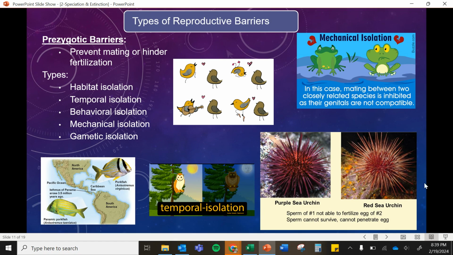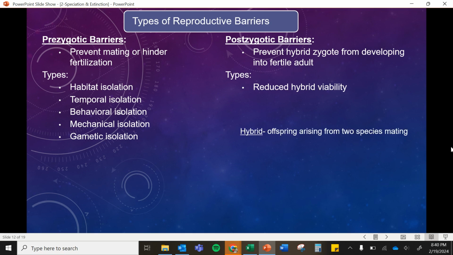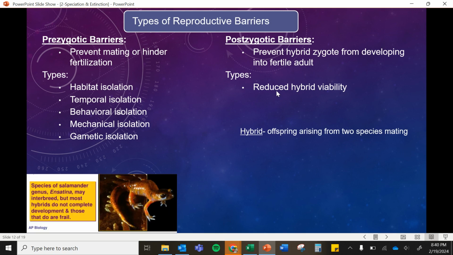Some examples of postzygotic barriers. Again, these are going to happen after the zygote is produced. An example is reduced hybrid viability. These are all going to use the word hybrid, which is referring to the offspring arising from two species that are mating. An example of reduced hybrid viability is where species may mate, but that zygote is unable to grow into a viable offspring, or in some cases, if it does develop, it's going to be very frail offspring that's produced.